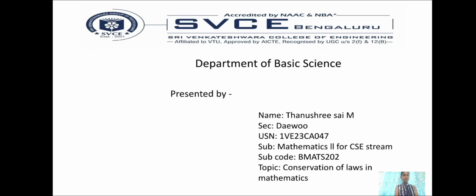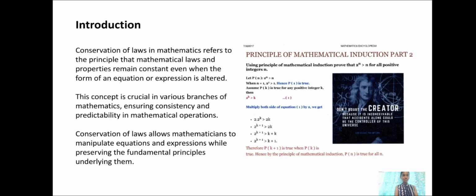So, firstly, the concepts we are going to study today are the introduction of conservation of laws, and then the commutative property, associative property, distributive property, identity property, inverse property, reflexive property, symmetric property, and transitive property. These are the properties we are going to learn in conservation of laws. Firstly, we study the introduction.